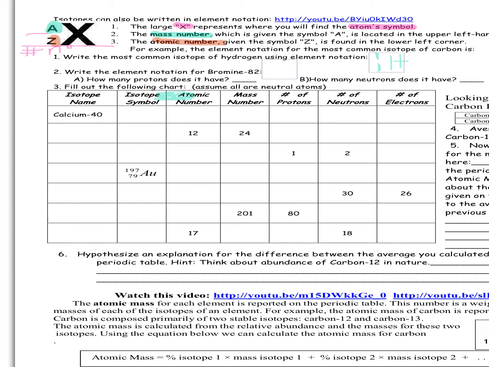So to write this out, I put the symbol of bromine, Br, the mass on top, 82, and the atomic number on bottom, 35. So if it asks for the number of protons, that is your atomic number, so that is 35. To find your number of neutrons, subtract 82 minus 35, 47.